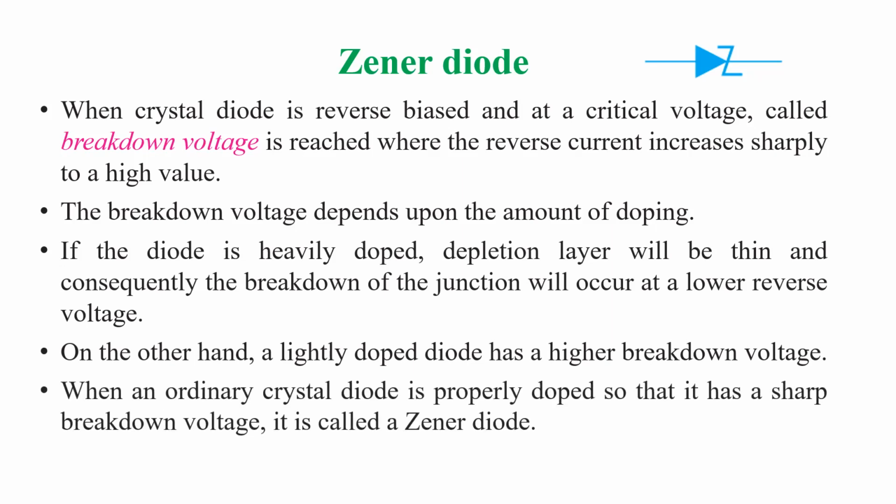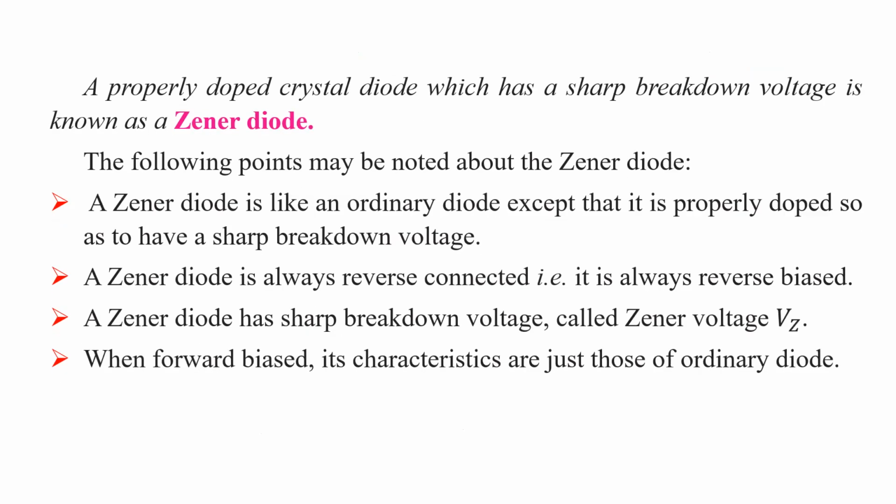When an ordinary crystal diode is properly doped so that it shows a very sharp breakdown voltage, that diode is called the Zener diode. So a properly doped diode, designed to have a desired breakdown voltage with a sharp increase in the current, is called a Zener diode. So what is the definition of Zener diode? A properly doped crystal diode which has a sharp breakdown voltage is called a Zener diode.